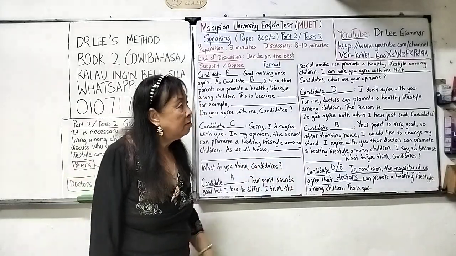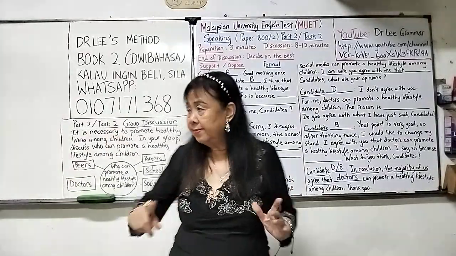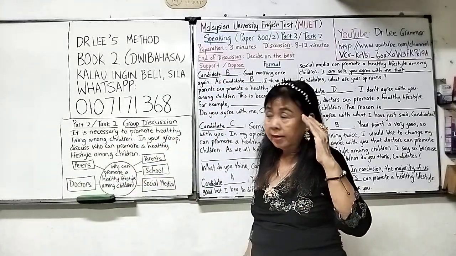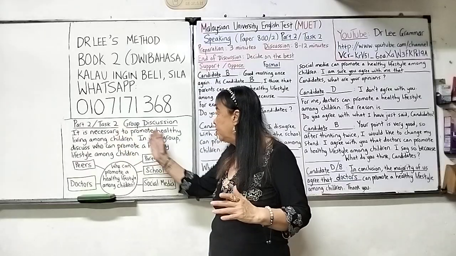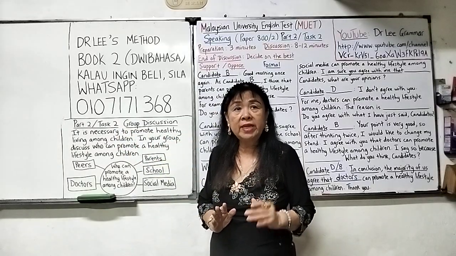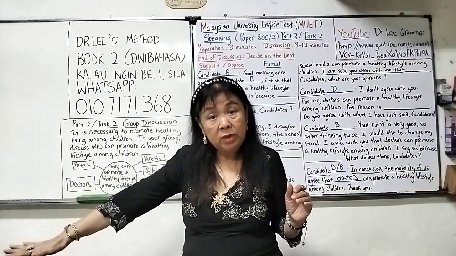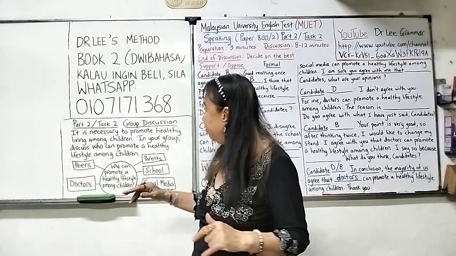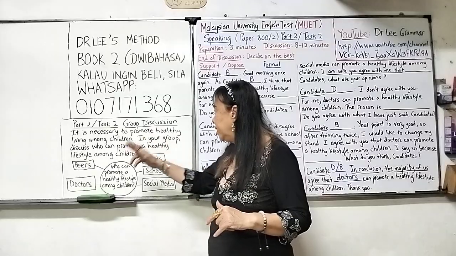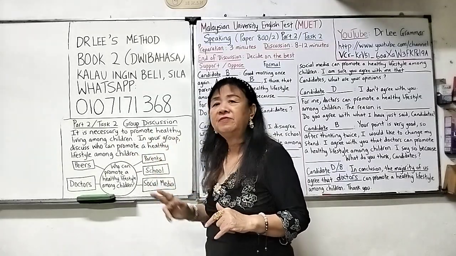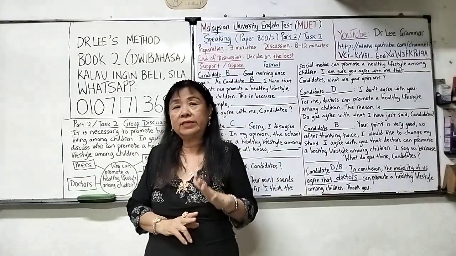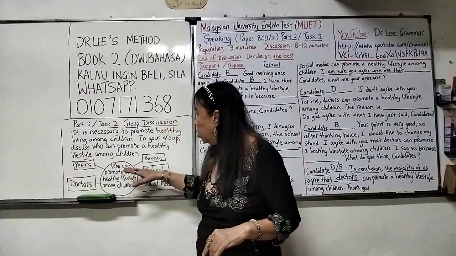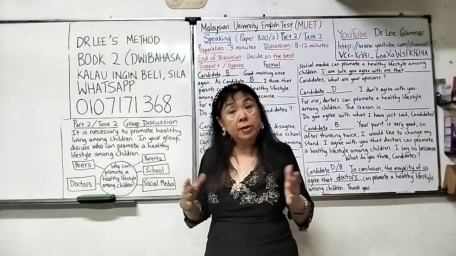Right. Now, the question first. I put forward a question for you to think about. It is necessary to promote healthy living among children. Here children does not mean little children only. Children, I would say, covers school students. In your group, discuss who can promote a healthy lifestyle among children. As I said, children refers to people who are schooling. So who can promote a healthy lifestyle among children?